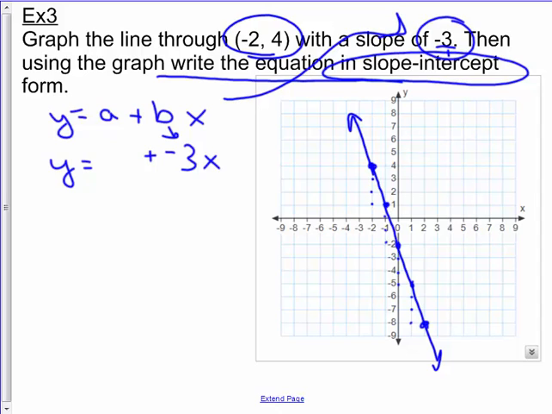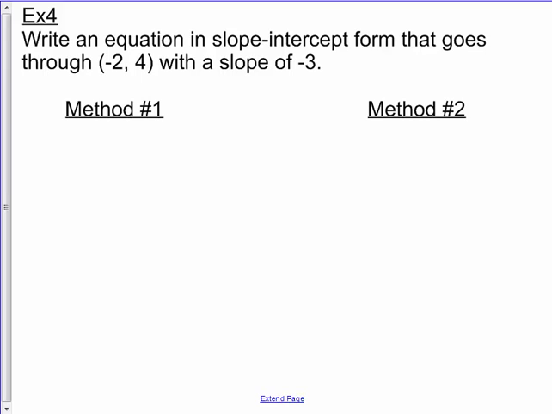Well, we look at the graph. If I look at the graph for my y-intercept, where is it crossing? It crosses at negative 2. So my equation is y equals negative 2 plus negative 3x. If you wanted to write it y equals negative 2 minus 3x, that would be fine too.